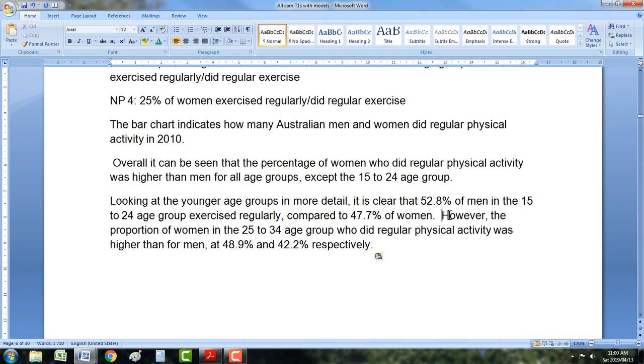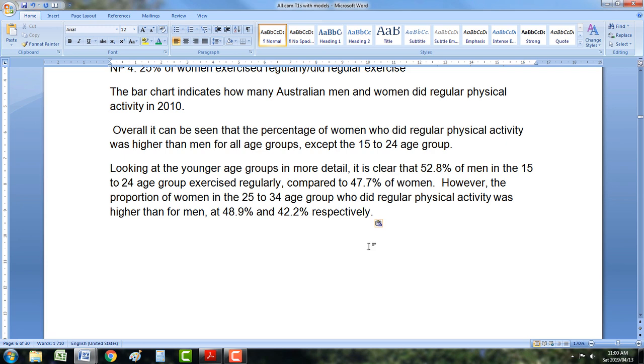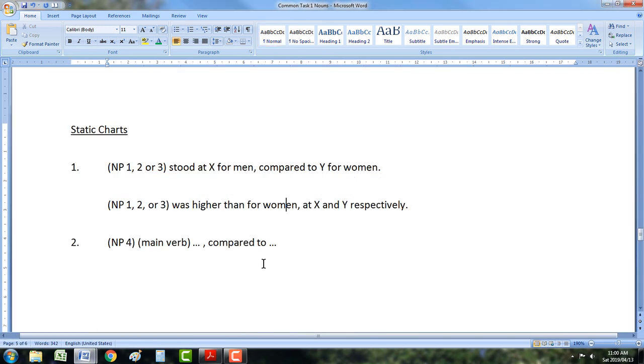Like that, right. However, linking language. Noun phrase 3, all the way up until there. Please notice where the age group is. We're talking about women. Was higher than for men at that and that respectively. Let me just check. 48.9, 42.2. Yes, great. So there we've used that. And it looks wonderful.